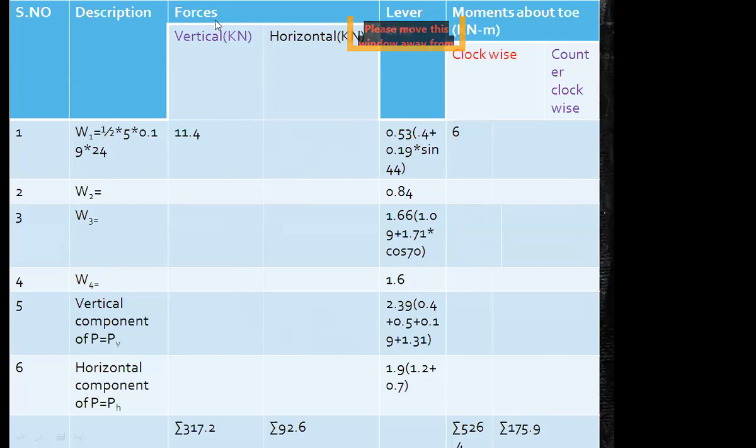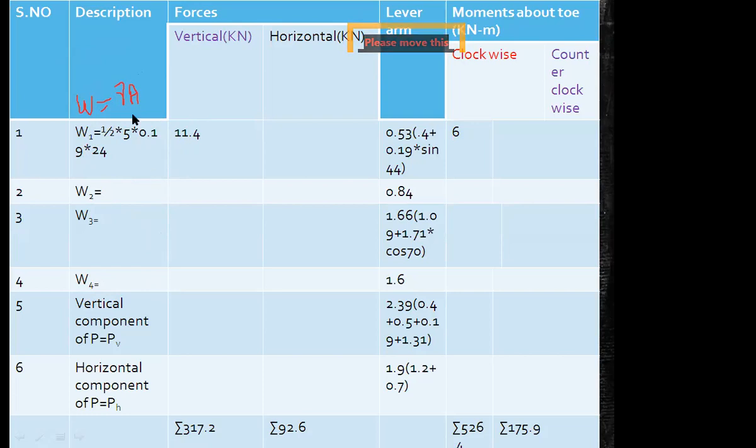Right? So listen all of you carefully. I'll discuss how to calculate the weights. The basic formula for the weight W is gamma into A. The same thing we'll do here. For every part of the retaining wall, we'll calculate the self weight of each part.